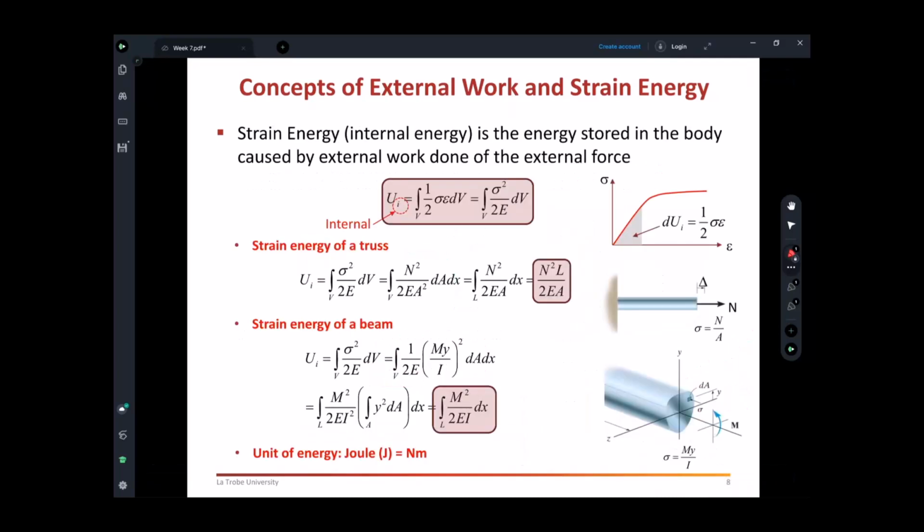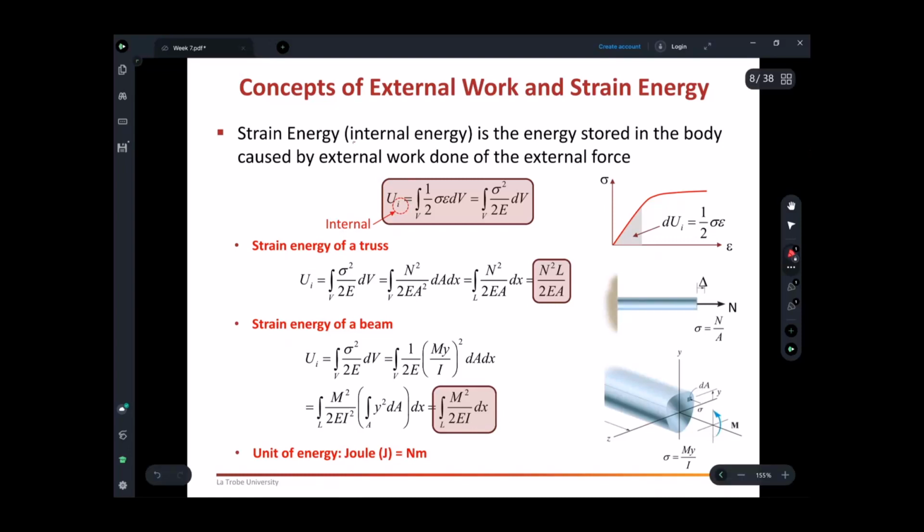All right, now you understand external work done. If I have a box and I'm pulling it from outside, it is 1/2 P times delta, load times displacement, and the load should be in the same direction. Moment times theta can also be used. The unit is Newton times millimeters, or joule. So that is the chapter on external work done.